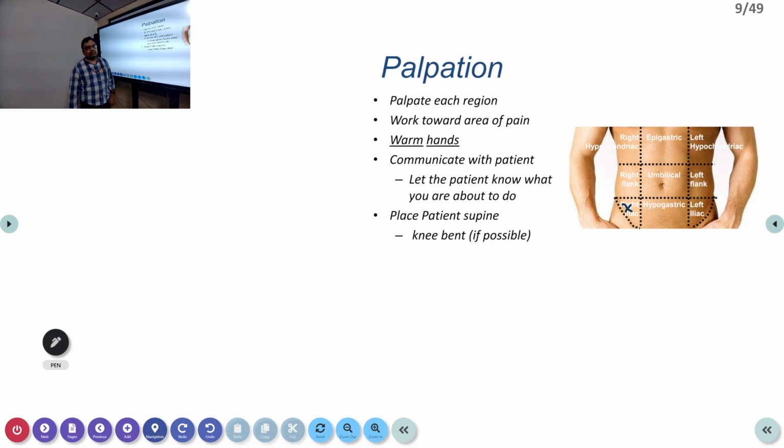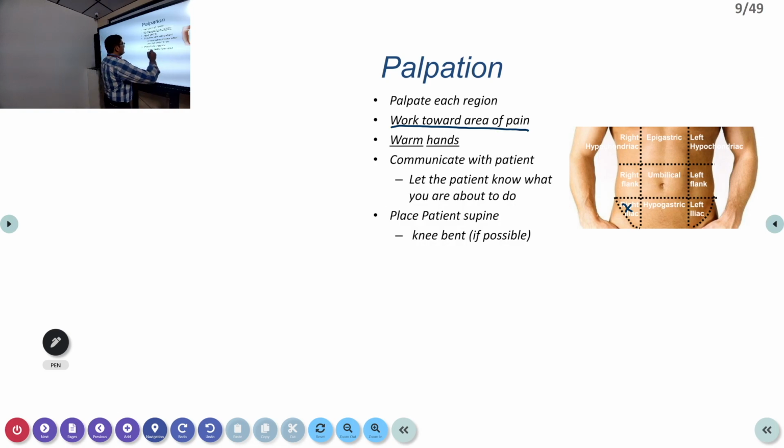and he may not be cooperative, or there may be involuntary contraction of the muscles. There may be involuntary guarding of the abdominal muscles also, and the patient also may not be cooperative, if you cause pain in the initial stage itself. So always palpate the site of the pain last. Okay, so that is what we mean by working towards the area of pain. Don't palpate wherever the patient says he has pain in the first part.